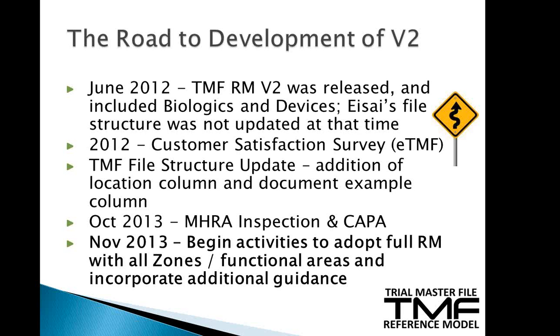As I mentioned, we had conducted a customer satisfaction survey to all eTMF users to primarily gain feedback on the eTMF system, but we also got a lot of information related to process and the file structure. Some of the feedback included confusion about what actually got submitted to the eTMF versus what remained in ASI's internal systems, and also requests for guidance on what should go to each section. So based on this feedback, we made a minor update to our file structure at the time. We added a location column, and then we also added a document example column just to provide some additional guidance.